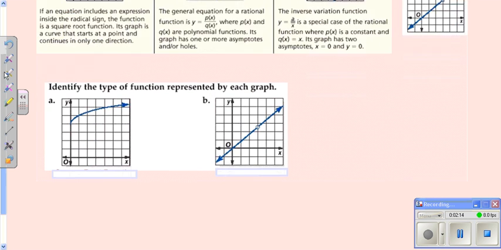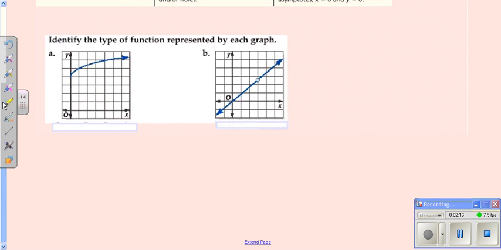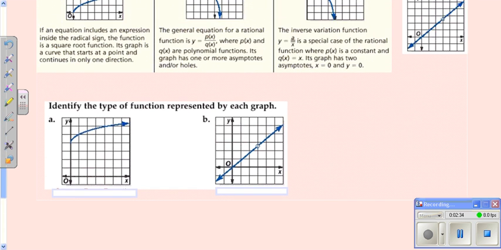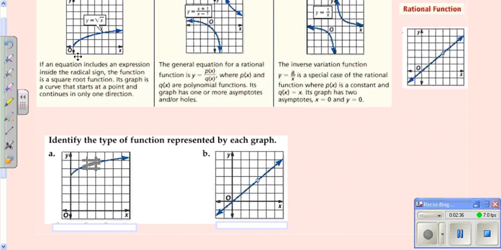So we now need to take a look at all those different ones above and identify which one each one of these happens to be. This first one here is not linear, so you know it's not a direct variation, identity, or linear. It's got a curve and it's opening sideways. And it ends up being just like what we were talking about right up here. So it's a square root parent function.